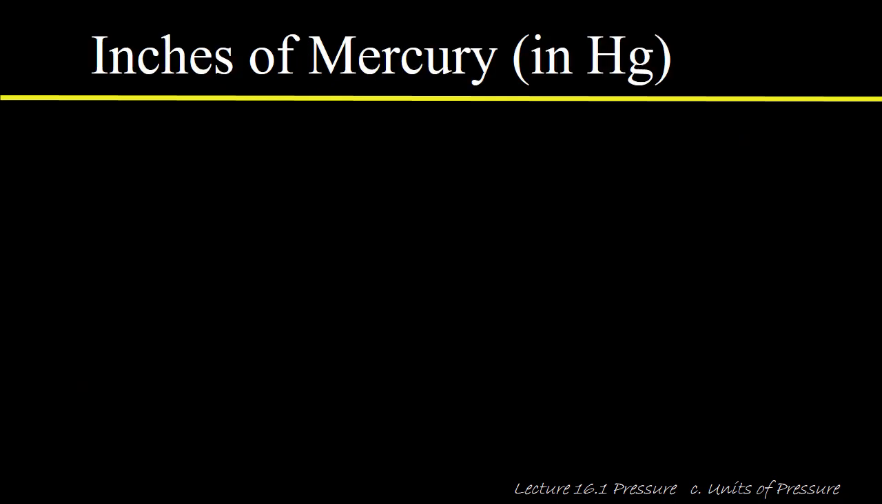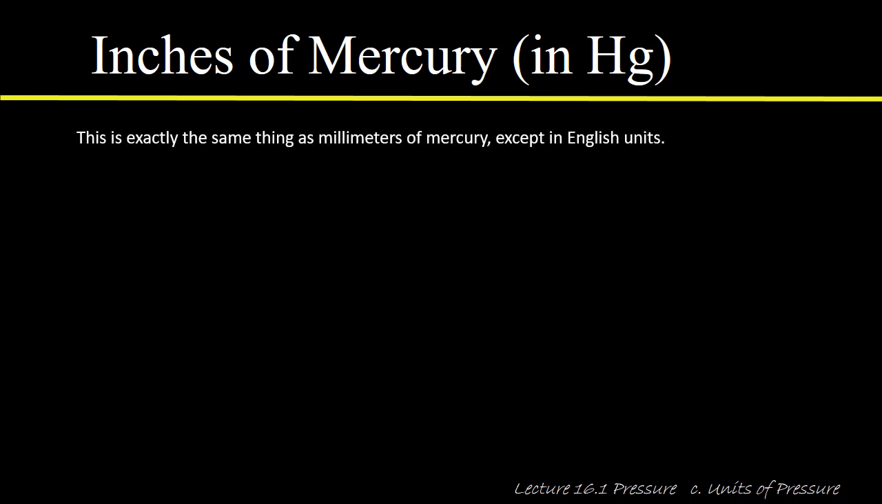All right, the next unit is inches of mercury. This one, essentially, is not a new unit. It's exactly the same thing that we just had. Inches of mercury is really exactly the same thing as millimeters of mercury, except that we're using English units instead of metric units. So an inch of mercury is just the pressure that would be accompanied by a column of mercury that is 1 inch high.